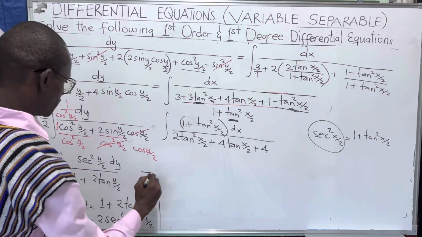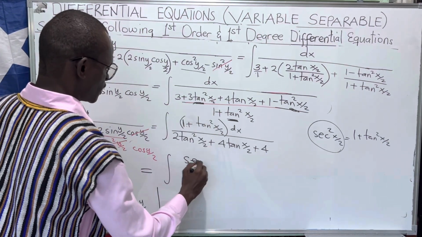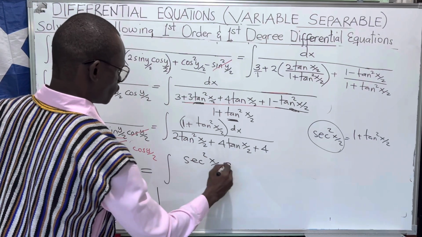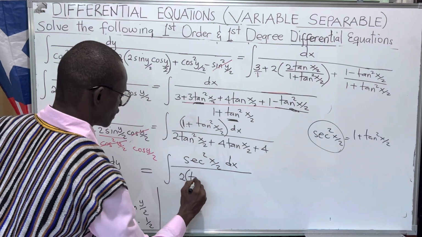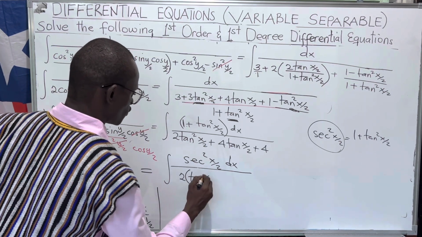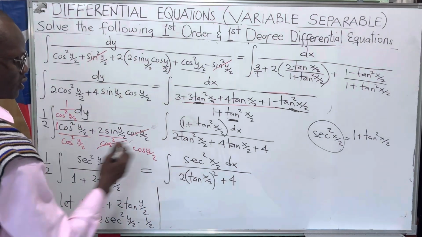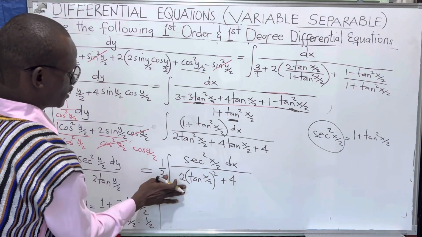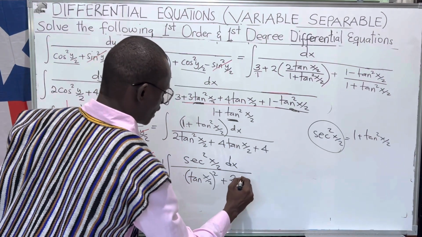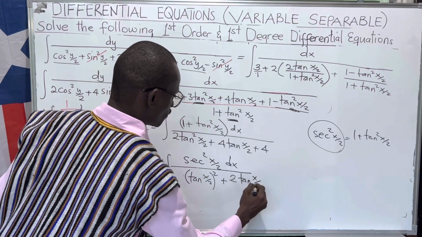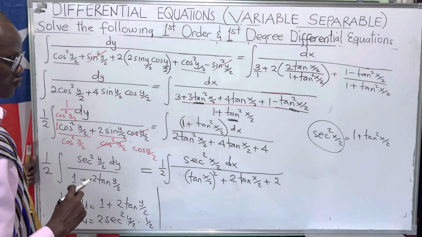So now this is equal to, the numerator is just secant squared x over 2 dx, all over 2 times tangent of x over 2, all squared, plus 4. Now let's factor out 2. 1 over 2 comes outside. This one will reduce to 2 tangent of x over 2, plus this one will reduce to just 2, instead of 4.